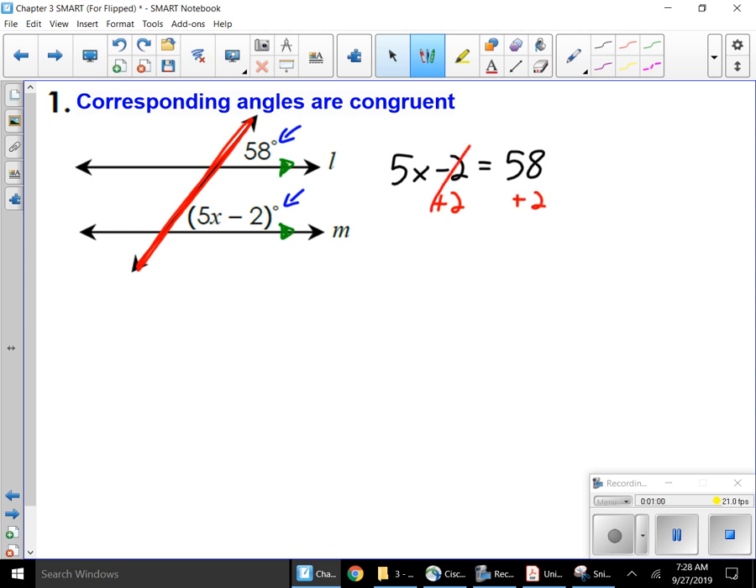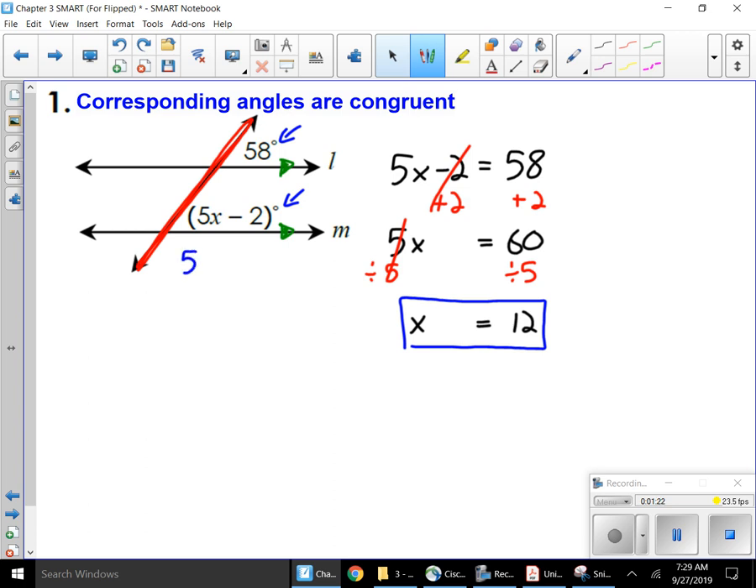Adding 2 to both sides gets rid of my constant. And then dividing both sides by 5 will get rid of that coefficient. And we are left with x equals 12. Now it doesn't ask you to substitute that x or do any extra work here, but it is worth your time to double check. If you substitute that 12 back into the expression here at the bottom, 5 times 12 is 60, minus 2 is 58, which is what we were expecting. So we know that that 12 is correct.